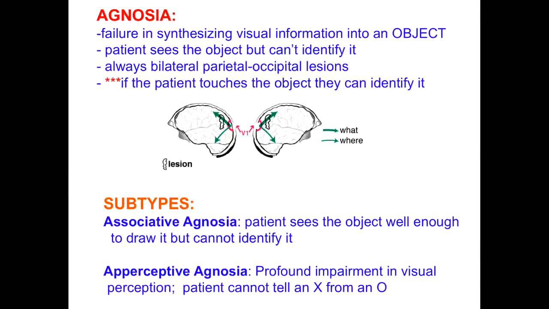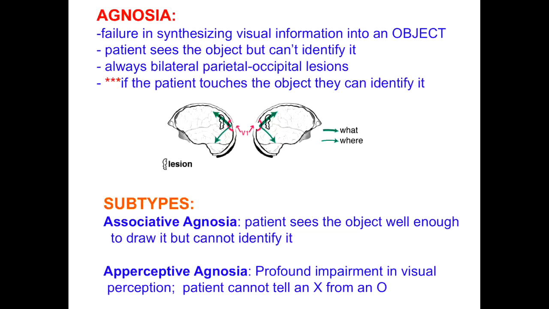So now let's go one step up the food chain, where we're not talking about a selective deficit, but a really profound disintegration in being able to perceive and understand the external world. These are called agnosias: failure in synthesizing visual information into an object. The patient sees the object but can't identify it. It's not anomia, as you will see. It's always bilateral parietal occipital lesions. They're not as well delineated in exactly where, but it's always bilateral.